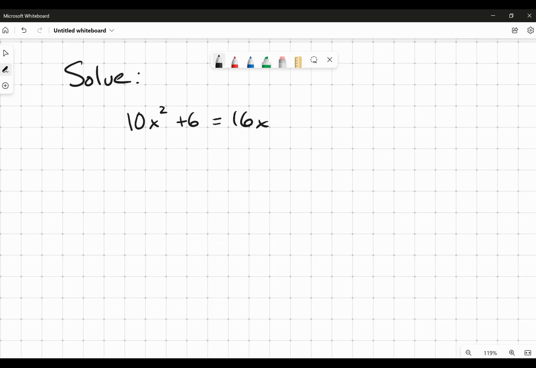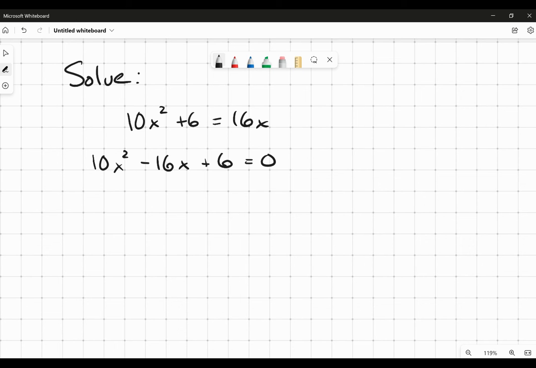Okay, hi everybody. So we're going to take some time here to solve this quadratic equation, 10x squared plus 6 equals 16x. And remember that the first thing we want to do is bring everything over to one side of the equation so that it's equal to 0. And actually, I'm going to put it in order of decreasing degree here: the quadratic term, the linear term, and then the constant.